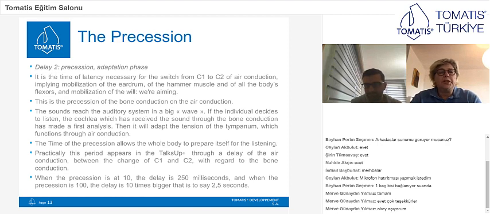So the sounds reach the auditory system in a big wave. If the individual decides to listen, the cochlea, which has received the sound through the bone conduction, has made a first analysis. Then it will adapt the tension of the tympanum, which functions through air conduction.